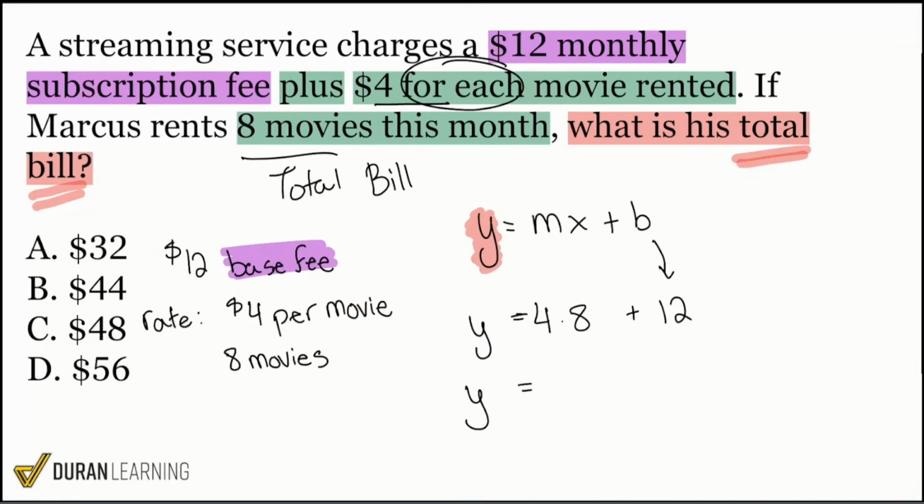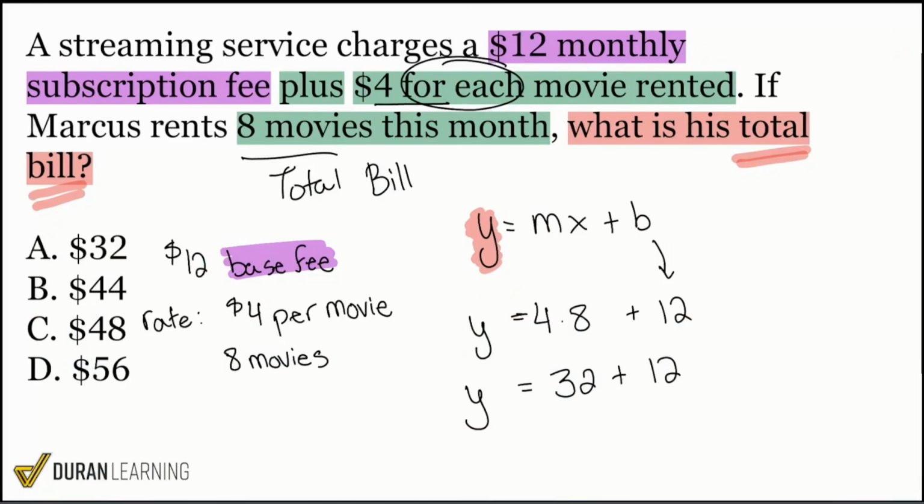Yeah, that'll be nice and easy, 32. And then we have the 12. So what does this really mean? Again, this is more important than just blindly calculating. We start off with a base fee of $12, and we actually got charged $32 extra for renting 8 movies.